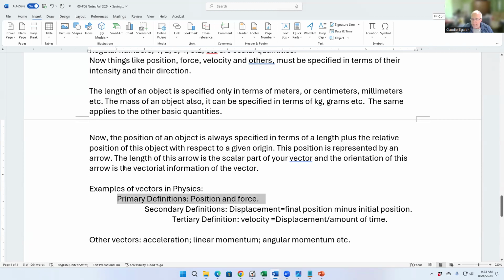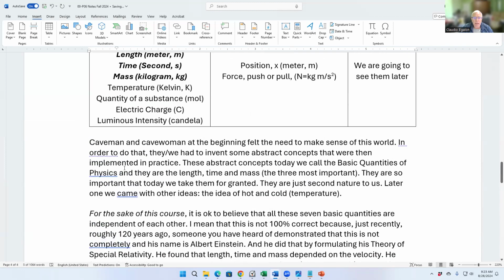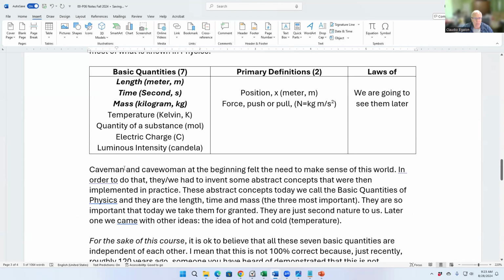So I'm just elaborating on what I mentioned to you before. Here you go, I can even come up with scalar. There's scalar, and here there are vectors. That's the difference between the primary definitions and the basic quantities.